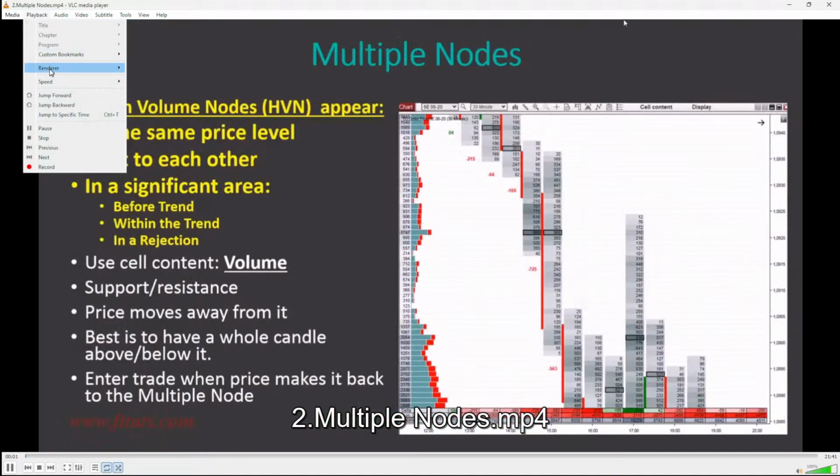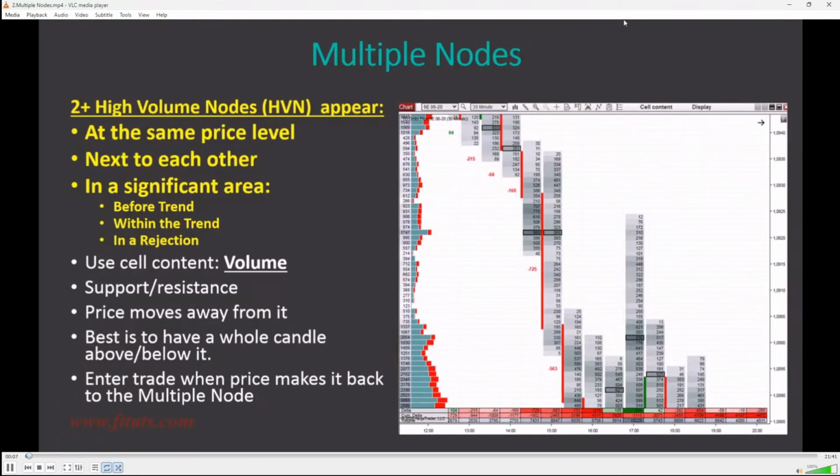Hello. In this video, I'm going to be talking about the multiple node trading strategy. You can use this strategy as a standalone strategy, which means that you can just use it with the order flow software, nothing else.